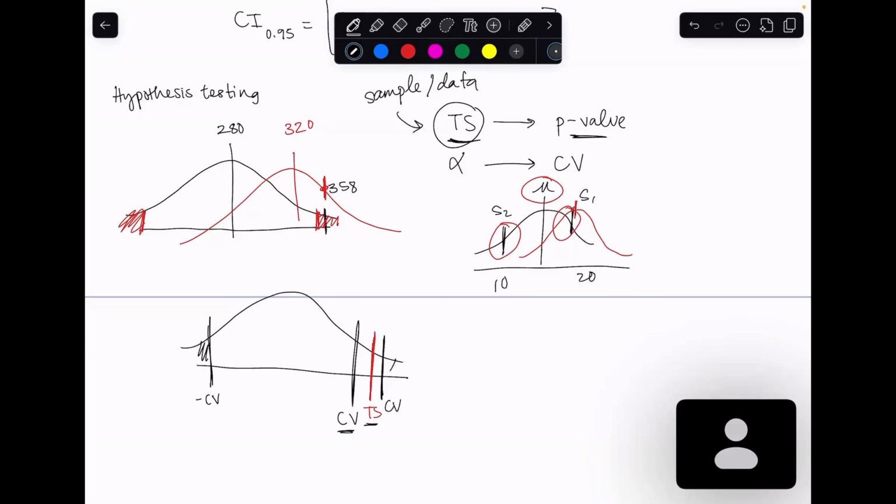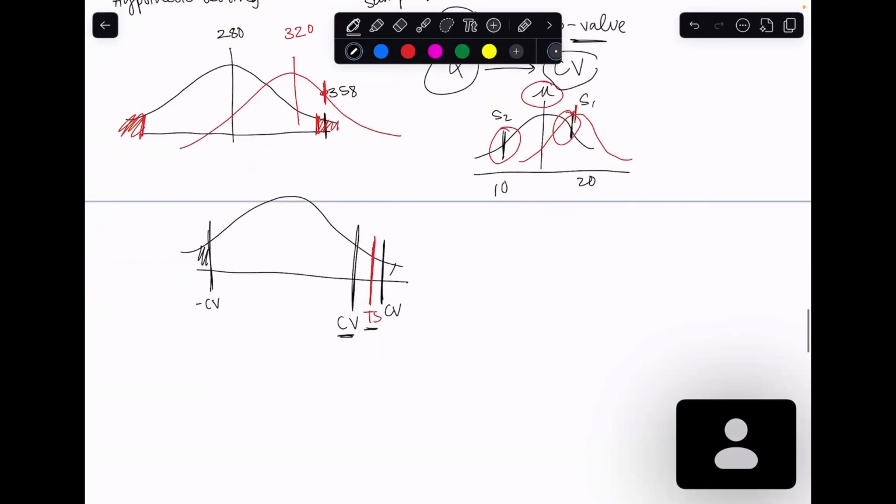Your data determines your test statistic. You have a different test statistic depending on what kind of hypothesis test you're running, and you're going to use that to find your p-value. And then you're going to use alpha, which should be given to you, to find your critical value.